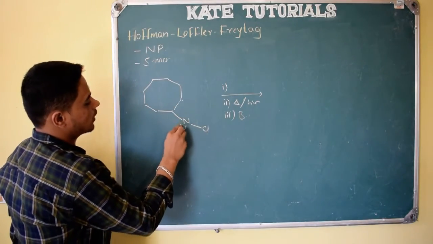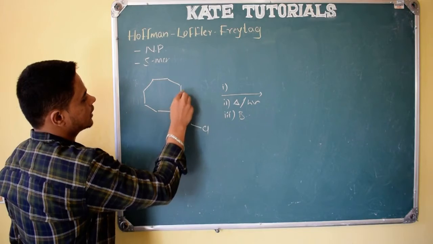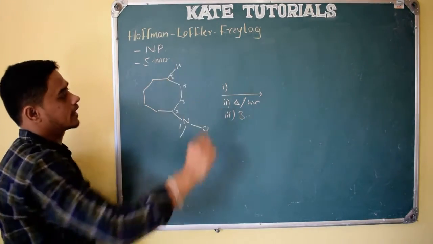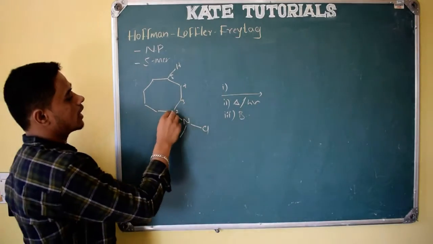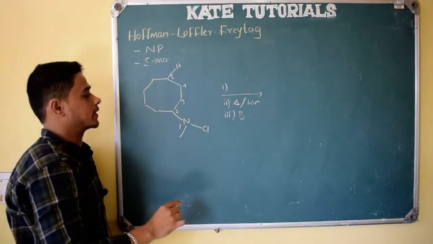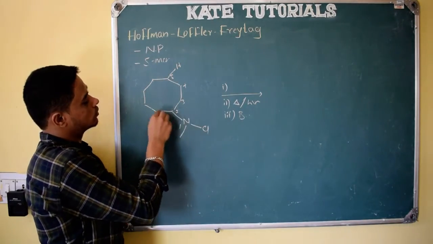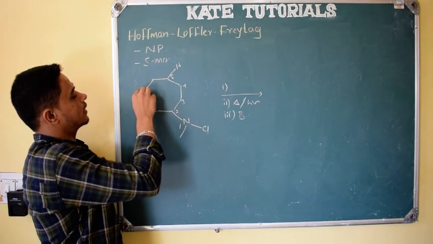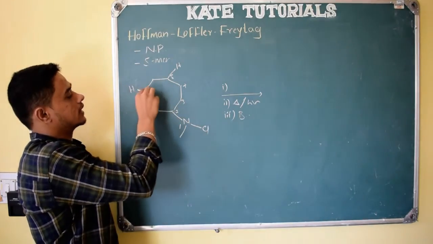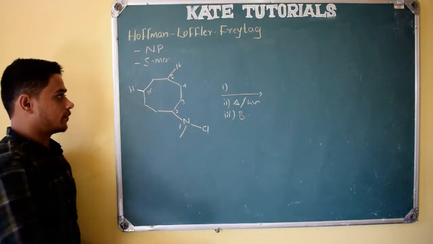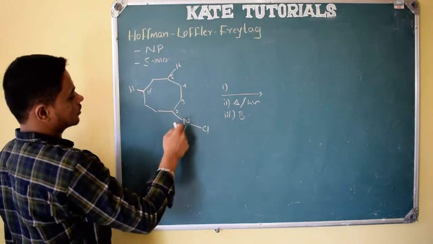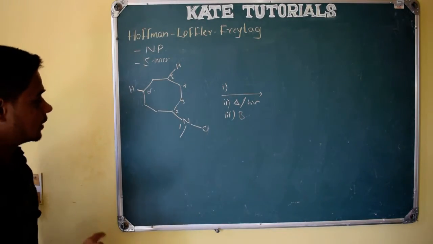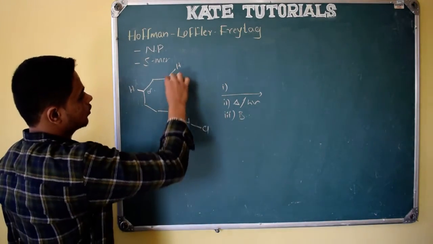If I mention 1 nitrogen, 2, 3, 4, 5, the fifth carbon, and here hydrogen is there. So alpha, beta, gamma, delta hydrogen is present. If I count 1, 2, 3, 4, 5, the fifth carbon, hydrogen is there. This is also delta hydrogen. If I do the cyclization here or here, no effect, both will be the same. So let me do the cyclization here.